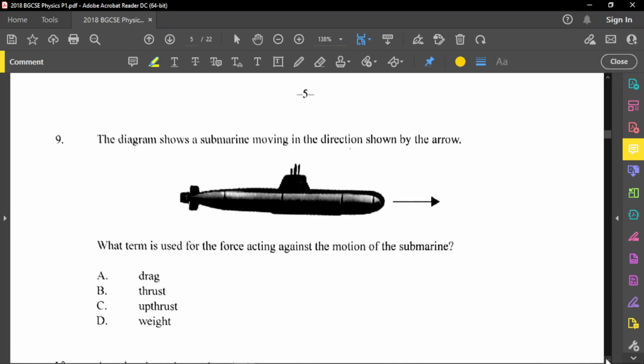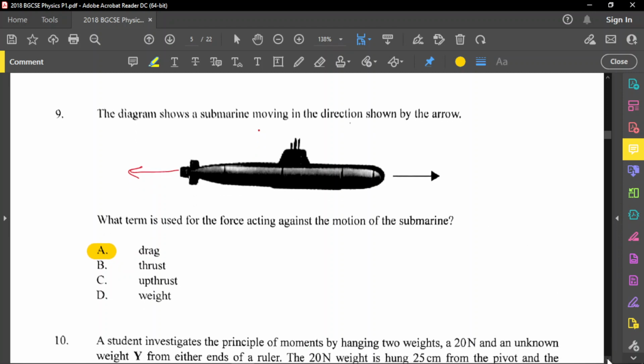Now, for number 9, it said that the diagram shows a submarine moving in the direction shown by the arrow. So the submarine is going forward. It asks what term is used for the force acting against the motion of the submarine? So what they're actually asking here is, what is this force that goes in the opposite direction, going against the motion? And that one, we call it the drag. Just like the airplane question we did, I think that was in combined science. Yeah, but it's drag, right? So you need to know the forces on an airplane, the forces on submarines, and so on.